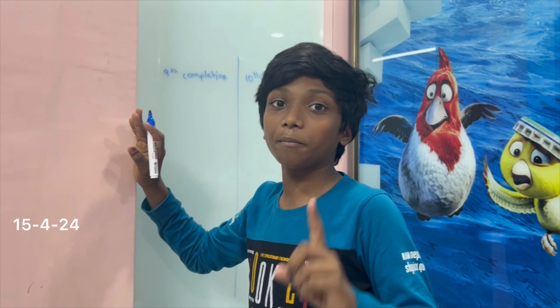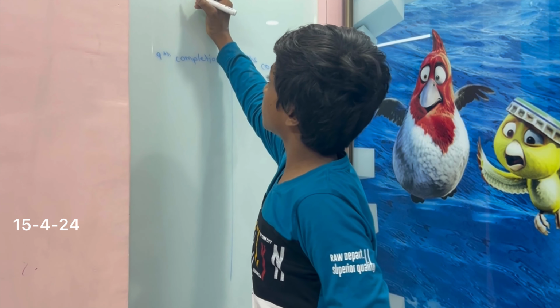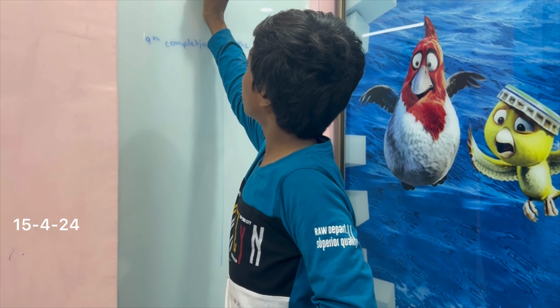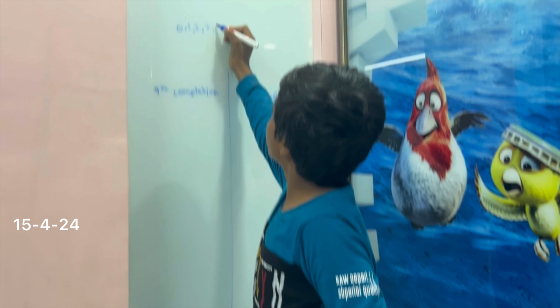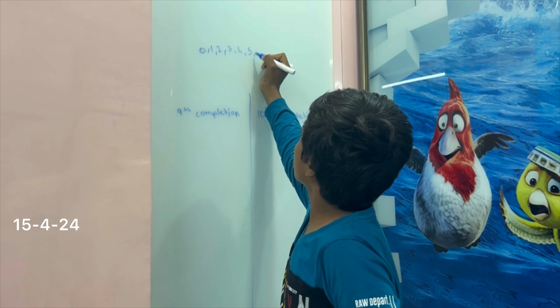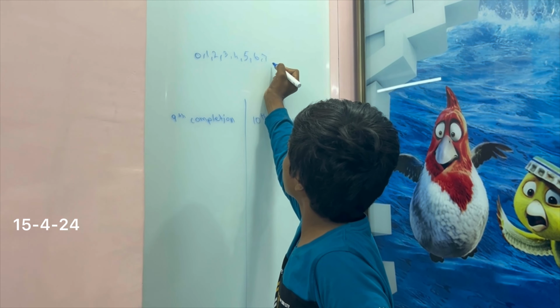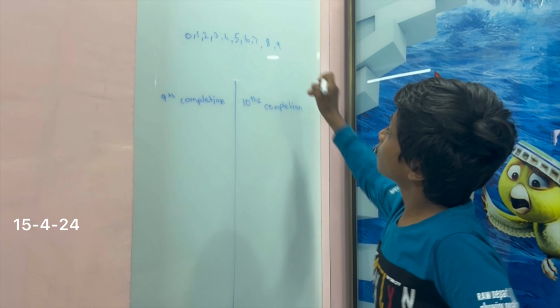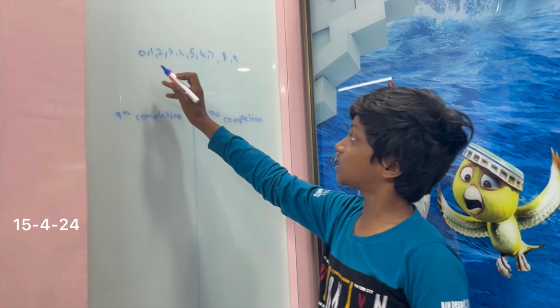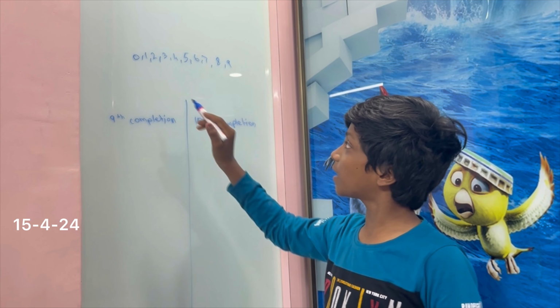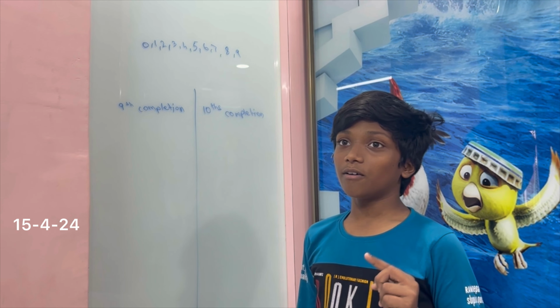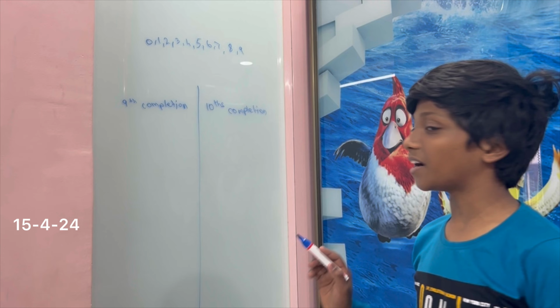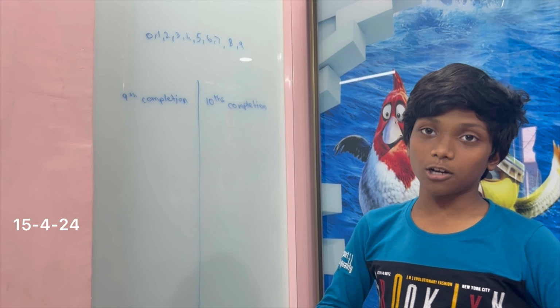we learnt to make any type of number from 10 to infinity, we need these 0, 1, 2, 3, 4, 5, 6, 7. That's it. We need these 10 numbers to make any number from 10 to infinity.